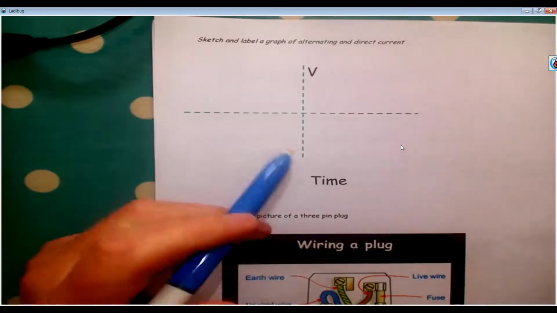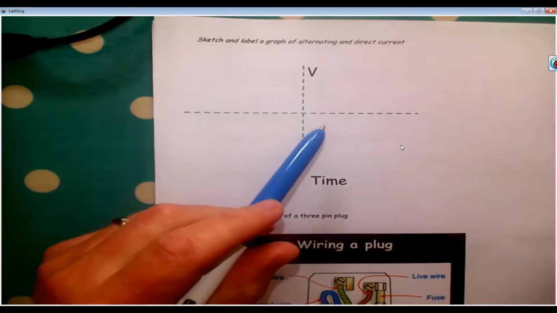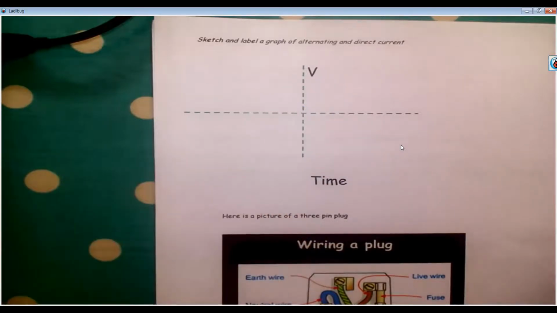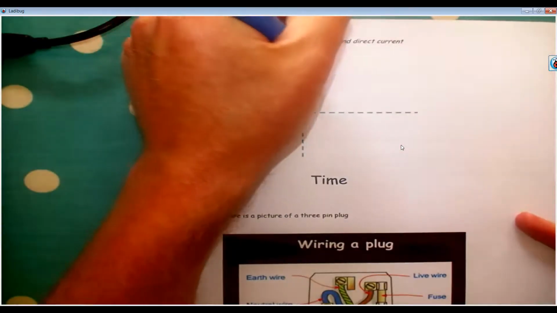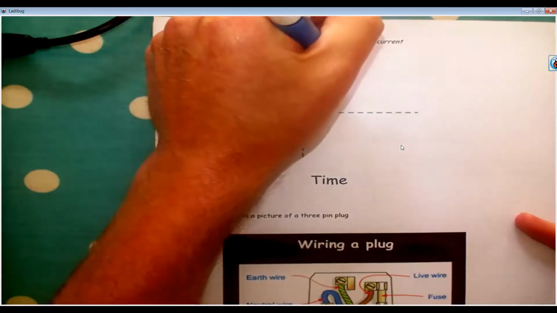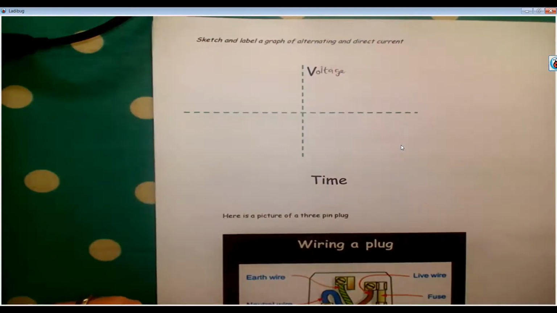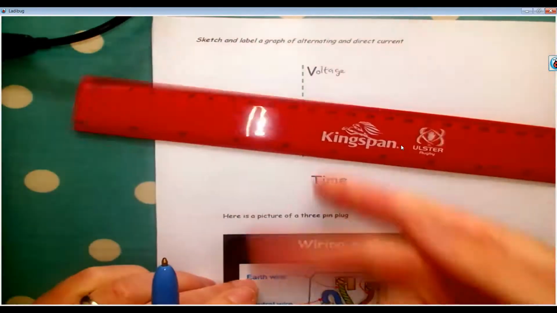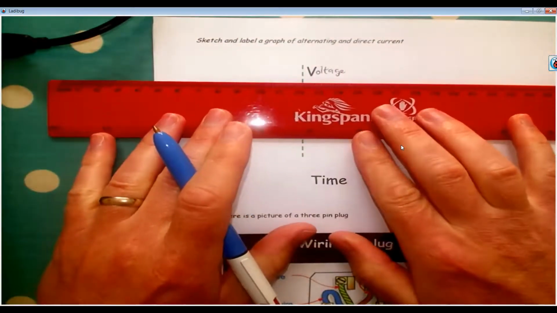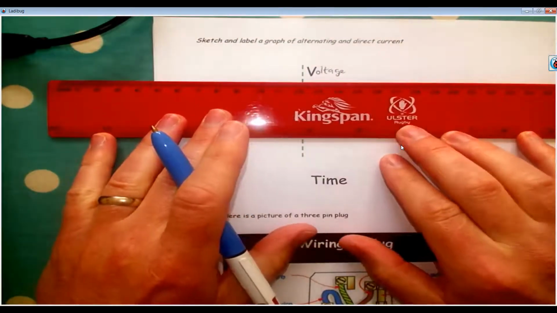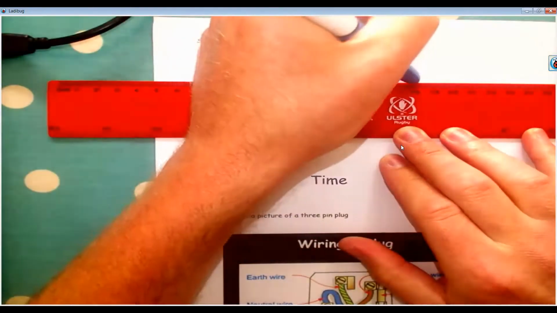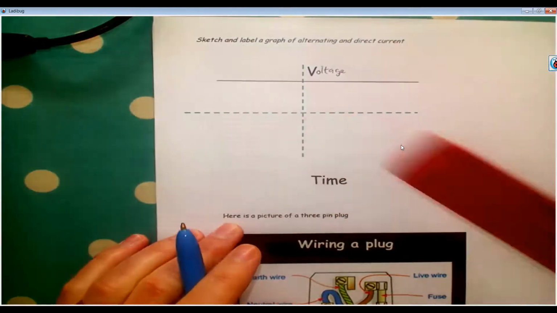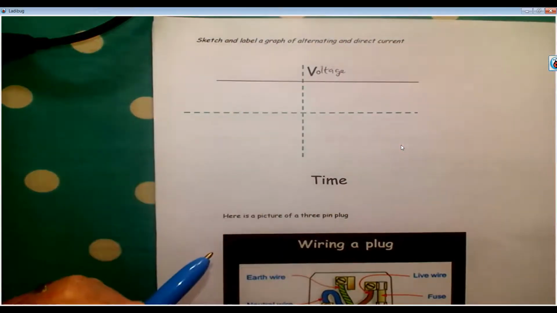So we've got time on the x-axis and voltage, I'll even write that in for you, on the y-axis. So direct current, we simply just get a ruler and we could draw a straight line because in direct current it's always flowing in the same direction.